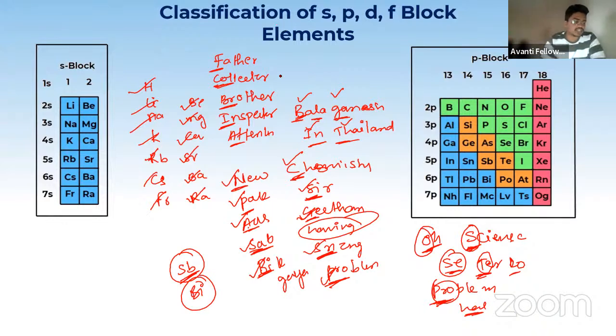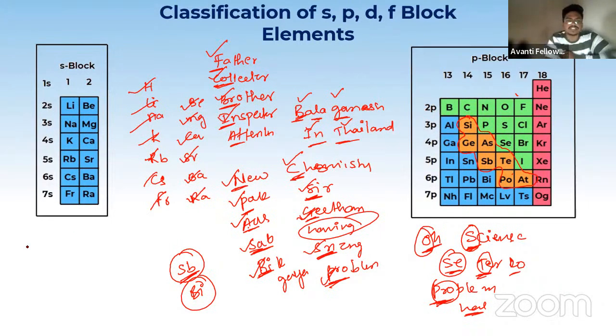Okay, the last one is what? Fluorine, chlorine, bromine, iodine, astatine. That is father collector, brother inspector. And I told you to remember these elements also: boron, silicon, these metals also. These elements are the metalloids. Whatever we have marked in orange color, those all are metalloids. Okay, you can easily remember.